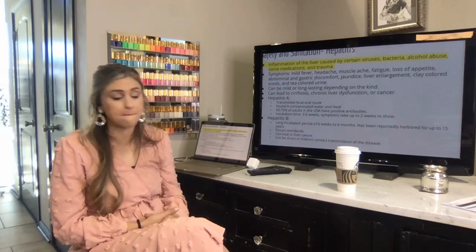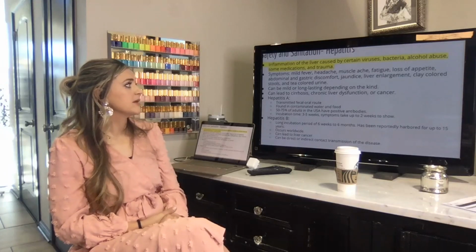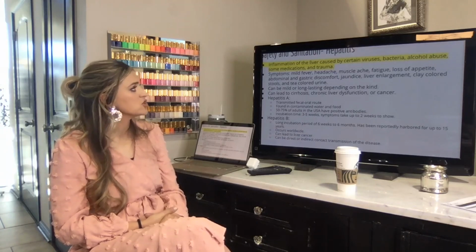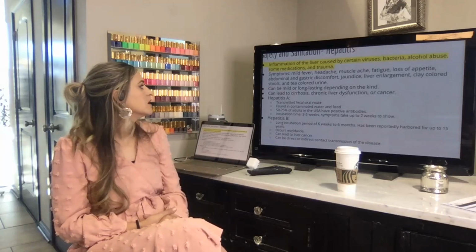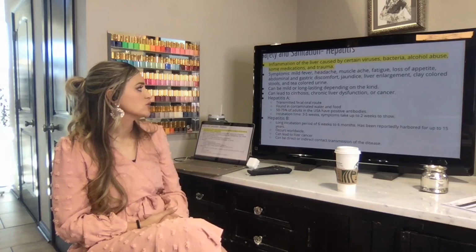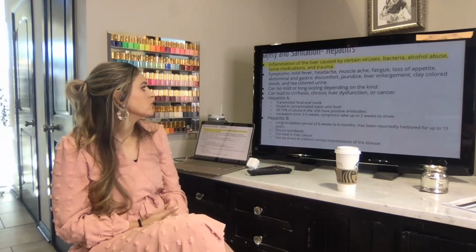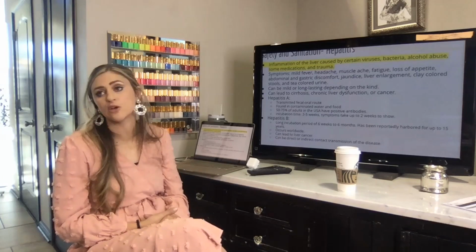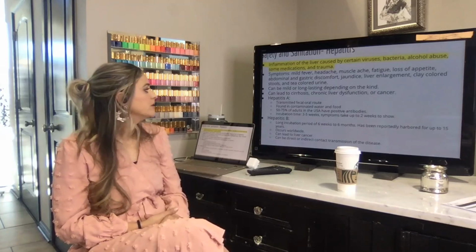Yeah. So the symptoms are mild fever, headache, muscle ache, fatigue, loss of appetite, abdominal and gastric discomfort, jaundice, liver enlargement, clay-colored stools, tea-colored urine. It can be mild or long-lasting depending on the kind, and can lead to cirrhosis, chronic liver dysfunction, or cancer. So the first one we're going to talk about is hepatitis A. Hepatitis A has to be transmitted through the fecal-oral route. It is found in contaminated water and food.